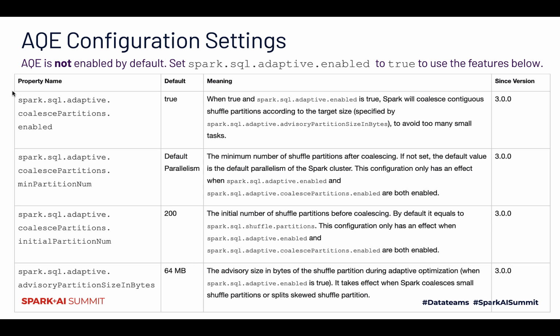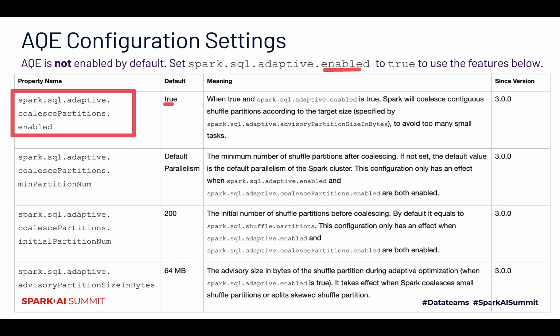Once it's enabled, there are a few other settings that will control the behavior of adaptive query execution. For example, this coalesce partitions enabled setting. Now this is set to true by default, but it still only happens if the global setting has also been set to true. And this will tell it, if you've got a lot of small shuffle partitions, please coalesce them into a smaller number of downstream partitions, improving our overall execution speed.